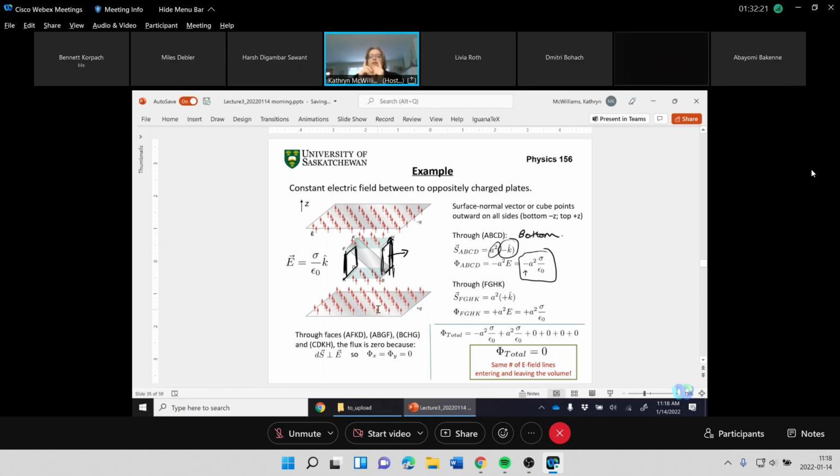E is parallel to the surface, which means it's perpendicular to the outward normal direction. So E dot A is 0 there. On the top surface, we've got E up and the normal direction up. I should say A. Those are parallel, so we have a positive flux here. Okay, so we have field lines going in at the bottom, which is negative flux, and out at the top, which is positive flux. When you add those together, you get 0.